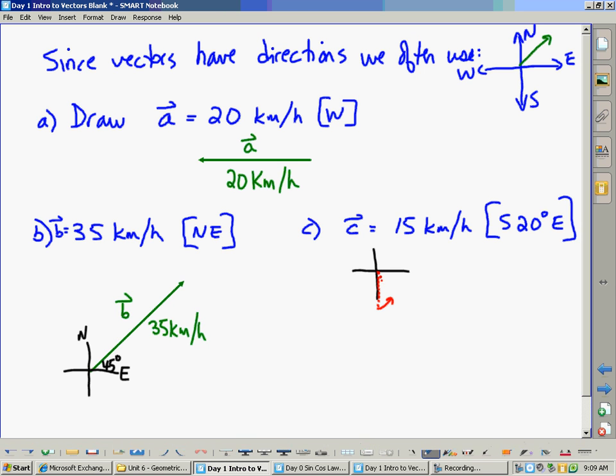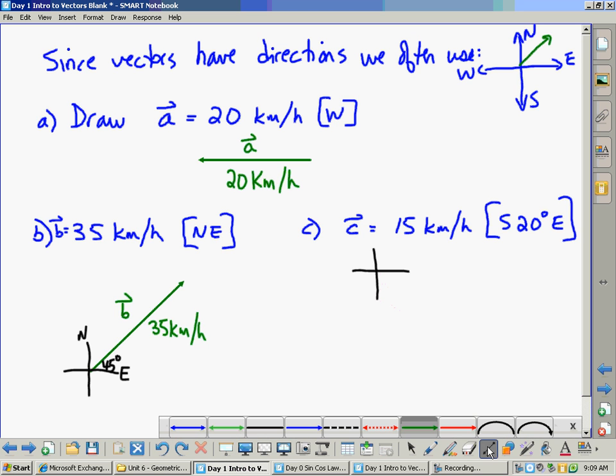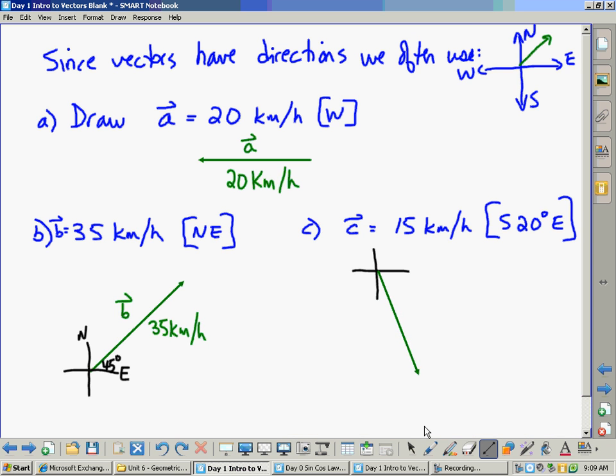I'll just erase that, because that's what I was doing in my head, and actually take my tool and draw one that represents approximately 20 degrees. Now, this one's 15, so I'm going to make it a little bit smaller than my A, obviously a lot smaller than B, but I'll call this vector C, and it's 15 kilometers an hour.